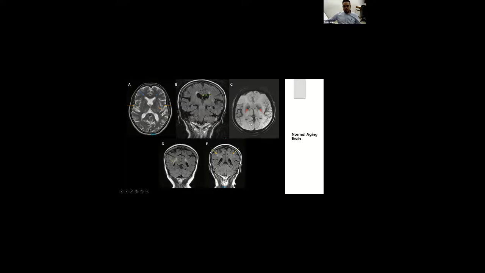These are the SWI sequences in which we can see signal dropout in bilateral globus pallidi, which is physiological and depicts normal aging. And in figures D and E, you can see subcortical FLAIR hyperintense signals, which suggest chronic white matter ischemic changes. So these are the changes which you would see in cases of normal aging brain, and this is how you differentiate between normal aging brain and NPH.